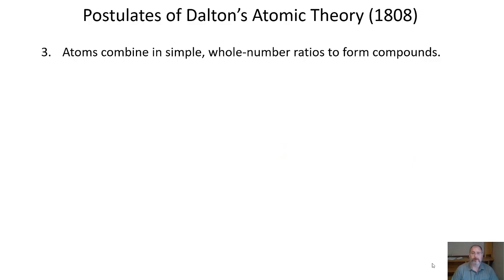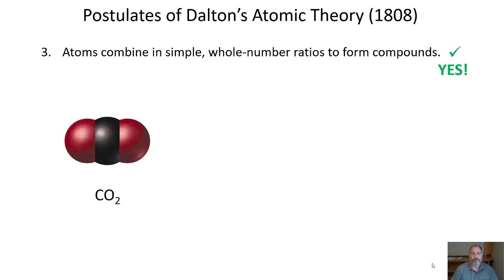Atoms combine in simple whole number ratios to form compounds. Well, it turns out that he was totally correct on this. In fact, what we're going to be seeing all throughout this semester is that we're going to be dealing with compounds that are formed by whole number combinations of atoms, such as carbon dioxide having 2 atoms of oxygen and 1 atom of carbon, or a molecule of water that has 2 hydrogen atoms for every 1 oxygen atom.